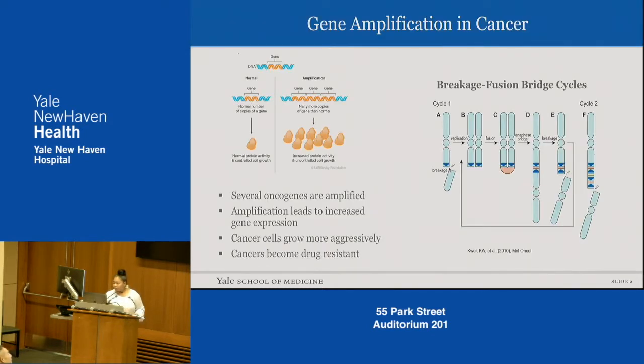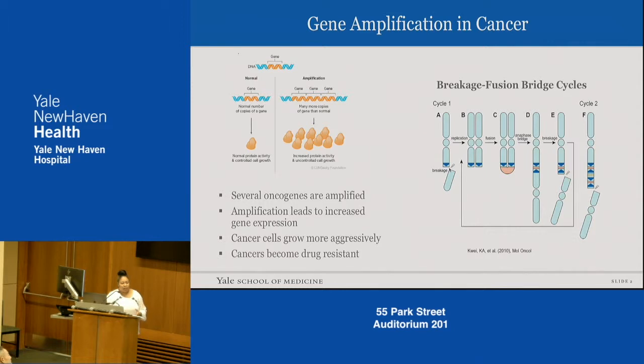So gene amplification is defined as an increase in copy number of a restricted region of a chromosomal arm. And several oncogenes are amplified, which leads to increased gene expression and gives cancer cells the ability to grow more aggressively or to become drug resistant.